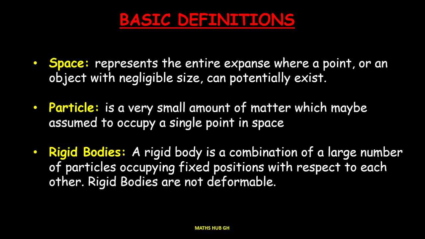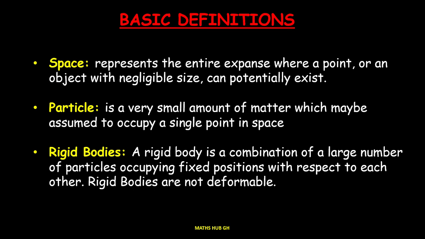Rigid bodies. A rigid body is a combination of a large number of particles occupying fixed positions with respect to each other. Rigid bodies are not deformable. Okay, so the reason why rigid bodies are not deformable is that the definition is telling us that the particles are occupying fixed positions with respect to what each other.